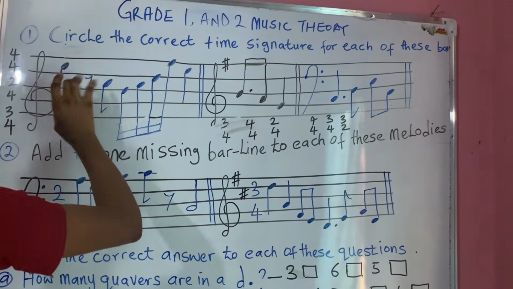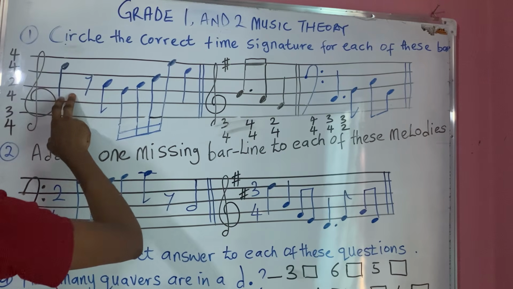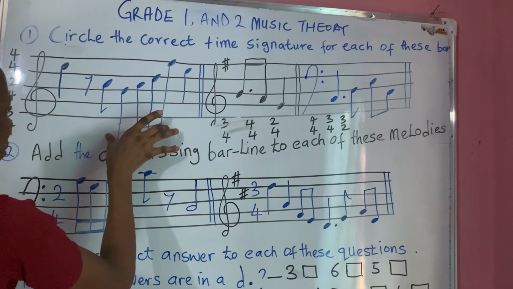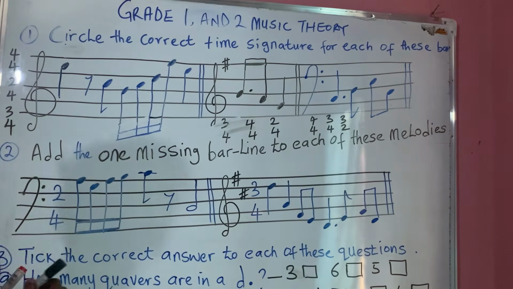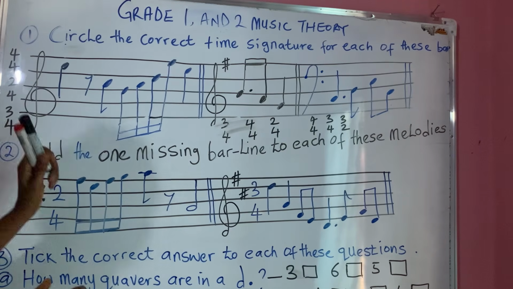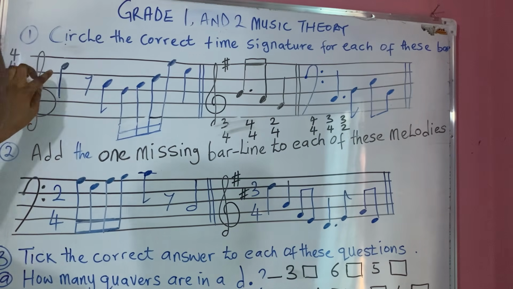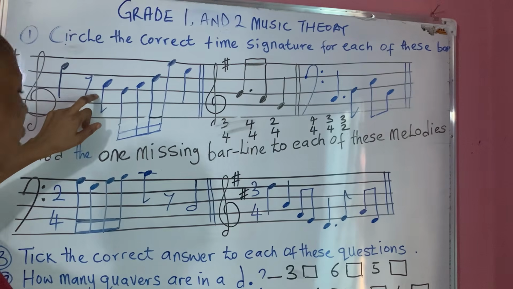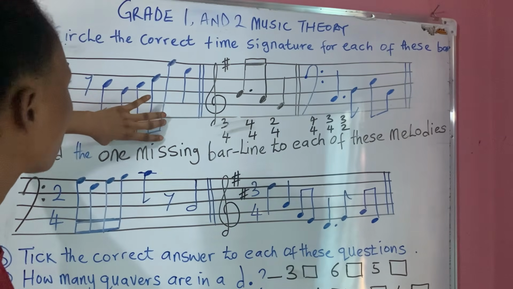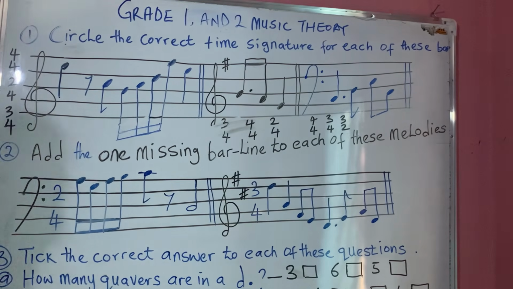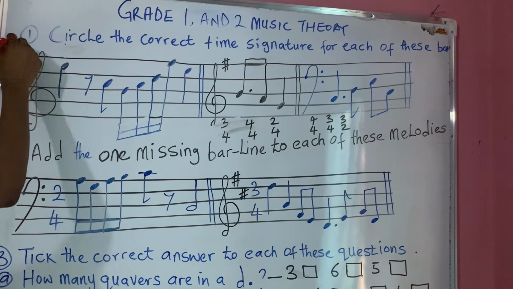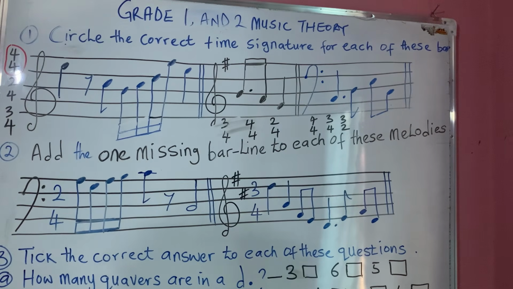So this first one has crochet, quaver rest, quaver, then 4 semi-quavers and a crochet. So without wasting time, let's take crochet as one beat. So this is 1, half, half, that's 2. 4 of these make 1 crochet, 3 and 4. So the answer is 4, 4. Question 1 is answered.